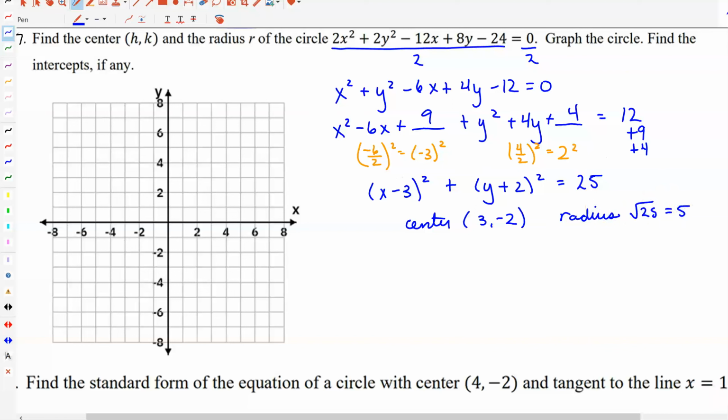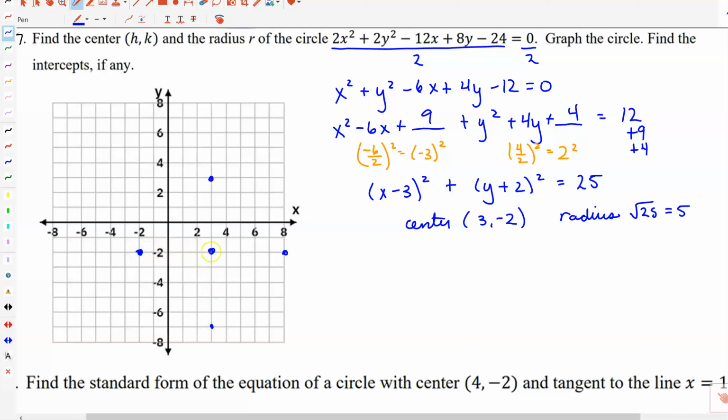Alright, so we're going to come over here and graph it. So I'm going to have (3, negative 2). That's going to be my center. And then a radius of 5. 1, 2, 3, 4, 5 in each direction.